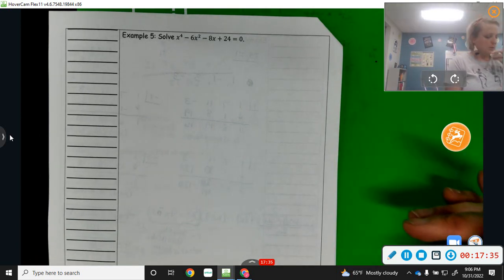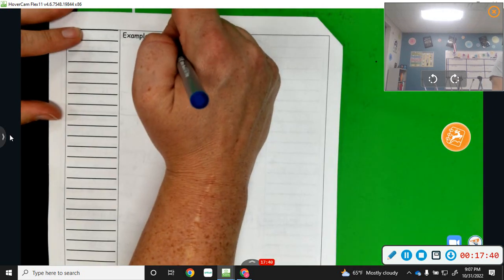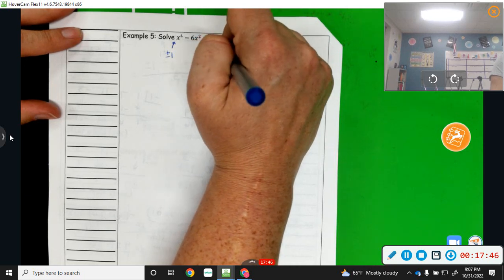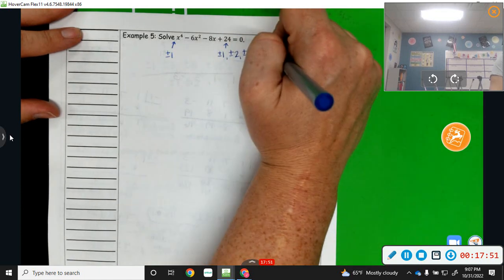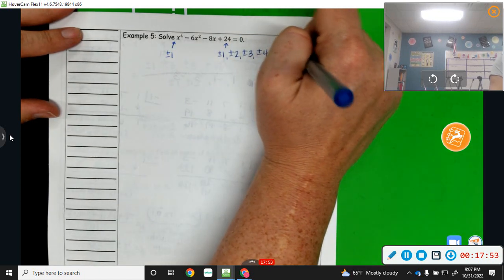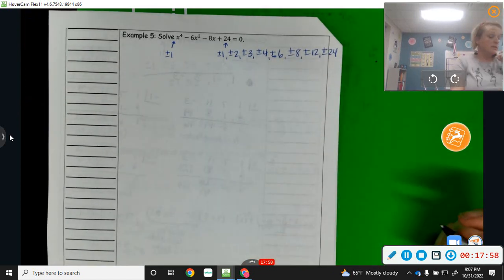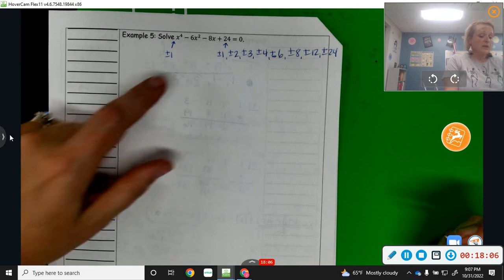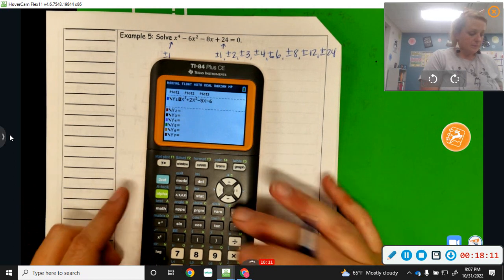Okay. Ooh, 24. That one's got a lot, right? So sometimes we might want to narrow it down just because we have so many here. Like we have positive negative 1, positive negative 2, positive negative 3, positive negative 4, positive negative 6, positive negative 8, positive negative 12, positive negative 24. Okay? So since we have so many, we need to narrow it down. Okay? And then what we're going to do is go ahead and graph it so that way we can decide which one it is.